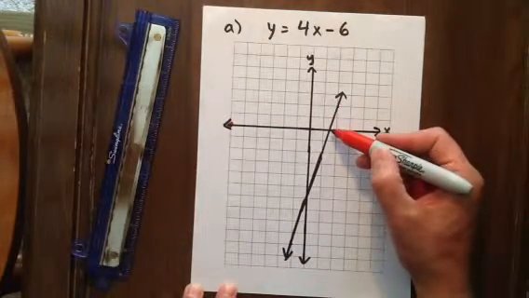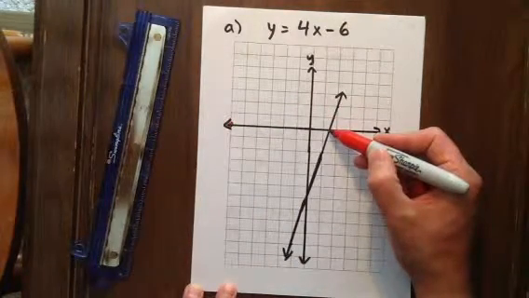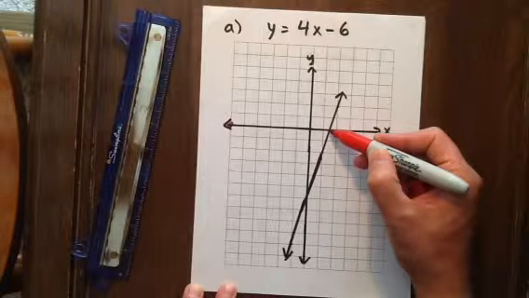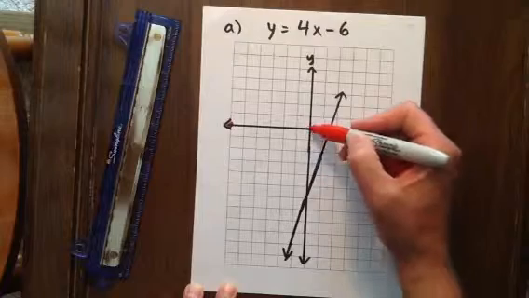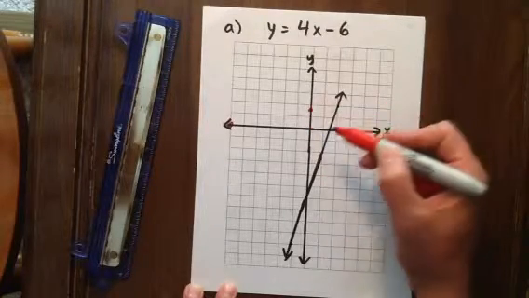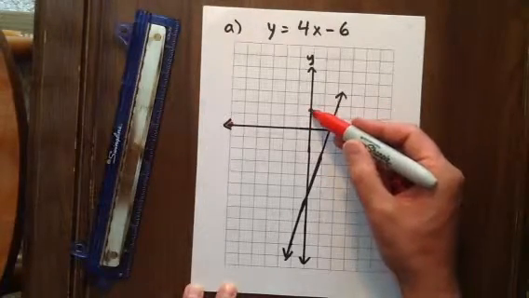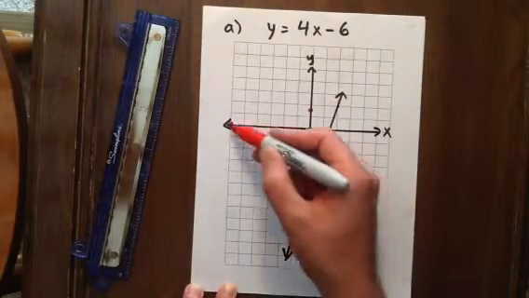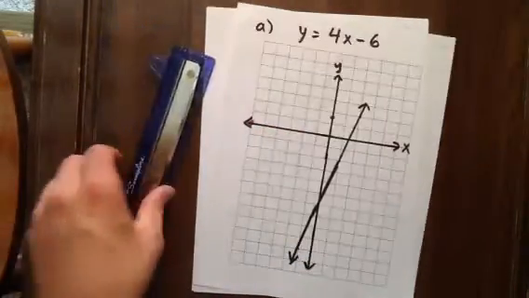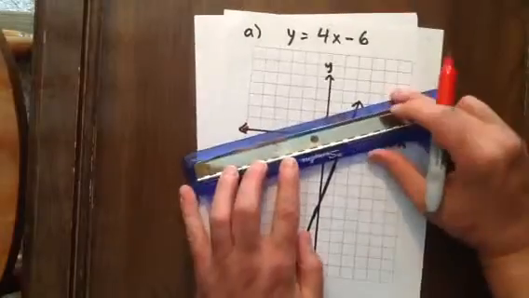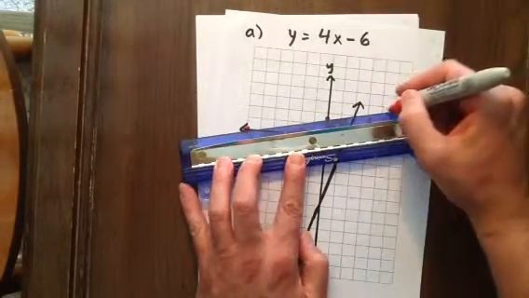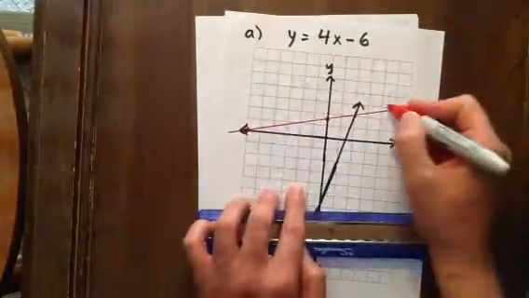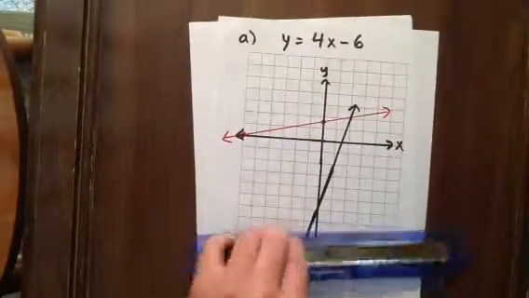The point (3/2, 0) will correspond to the point (0, 3/2). So this point corresponds to that point, and this point corresponds to that point. And we draw a straight line. And now we've just graphed the inverse of the function we were given.